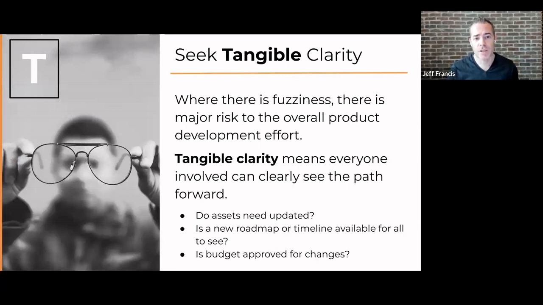The T in the framework is seek tangible clarity. And I'll explain what I mean by tangible in a second. One of the things I've seen is that where there's fuzziness, where there's uncertainty or a lack of clarity, there's major risk to your overall product effort, right? That lack of clarity can show up in lots of different ways. It could be clarity around what is lovable about our product.